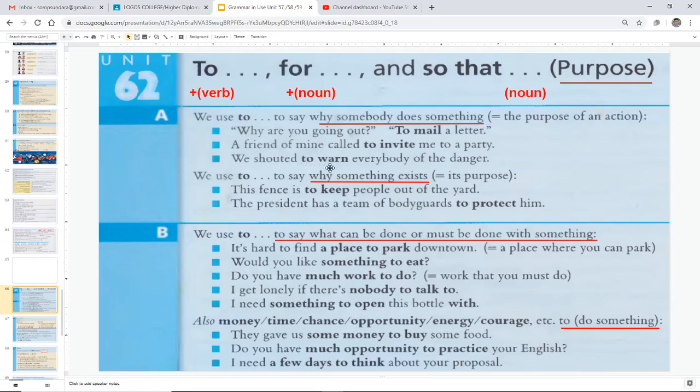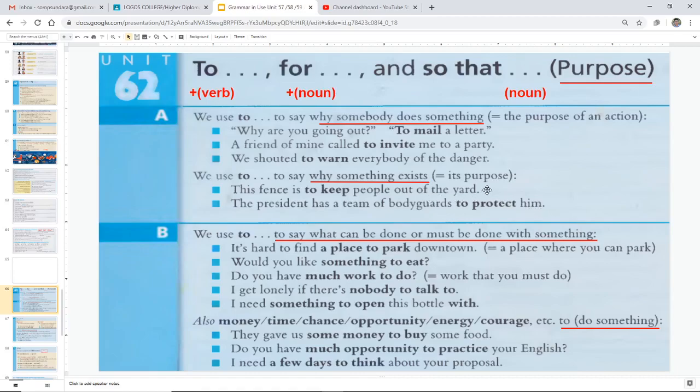We shouted to warn everybody of the danger. Why did you shout? Because there was something dangerous and you wanted to warn everybody of it. What is the purpose of you doing it? What is the reason of you doing it? The fence is to keep people out of the yard. The president has a team of bodyguards to protect him.